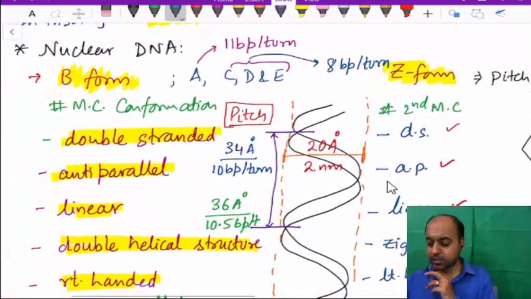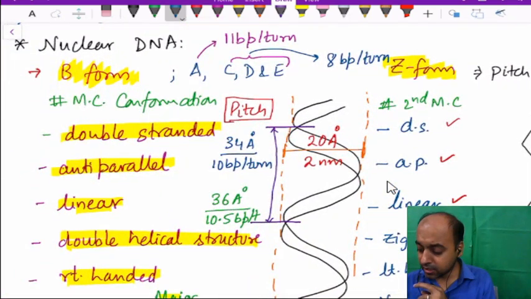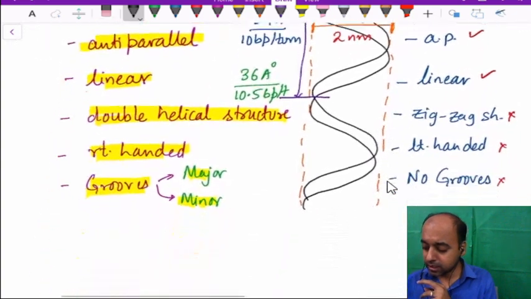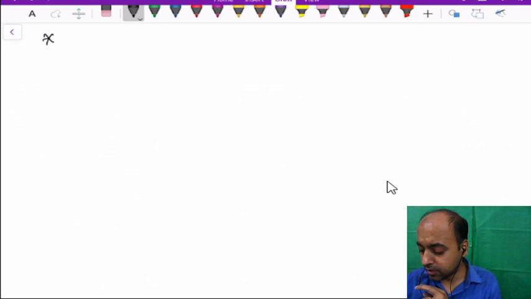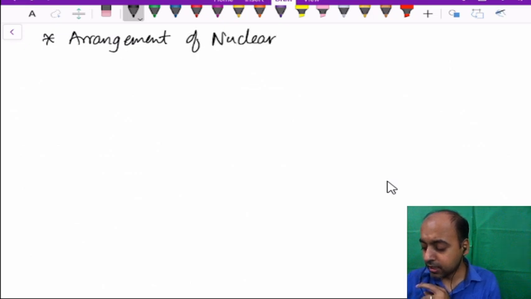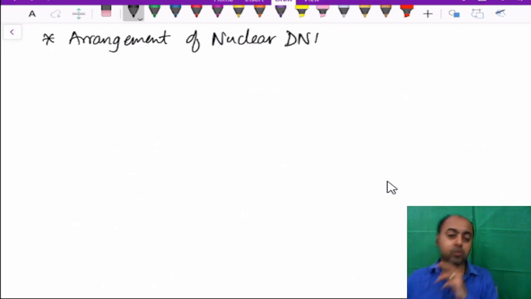Now besides this, the second part that we have to understand is the arrangement of nuclear DNA. Again, this is very important because if you compare the shape of the cell with the length of the DNA, then there is a great mismatch.